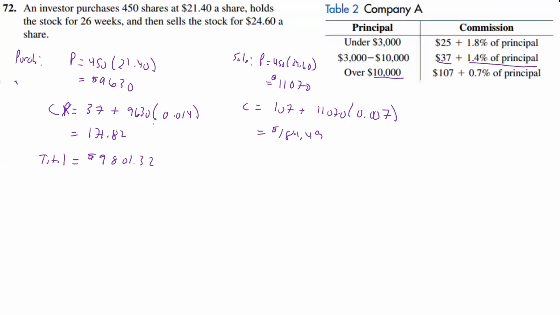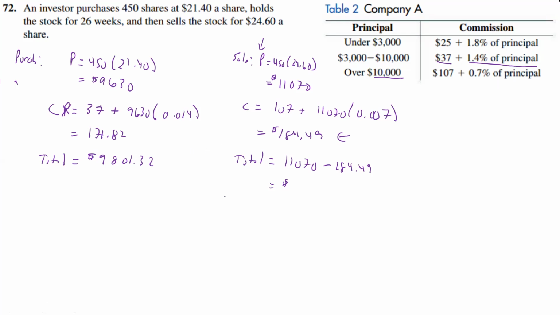Now, this is kind of how much we're paying, but this is a commission. We actually have to take that off of what we're making, because this is selling it. Our total is going to be 11,070, but we don't get that much money back. We have to subtract off 184.49, because that is how much we have to pay back to them to get that. So this is our total, but this is what we're making. We make that much, subtract off our 184 for the commission.